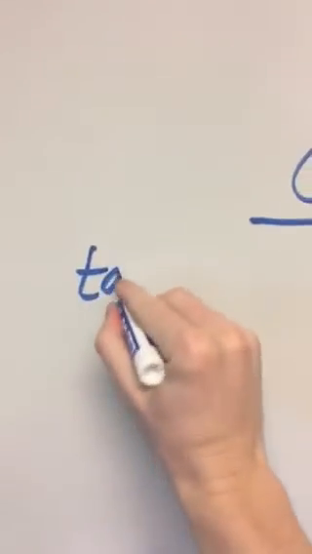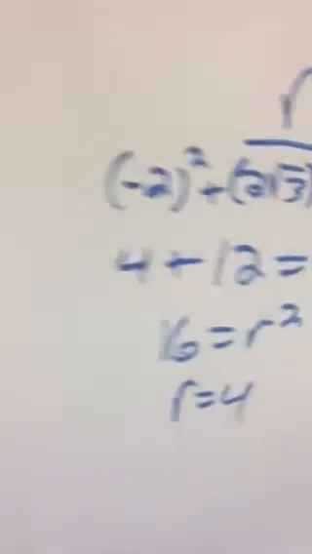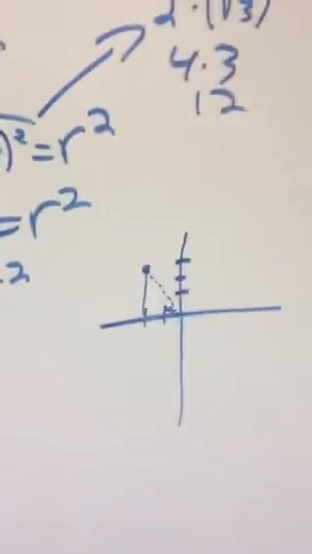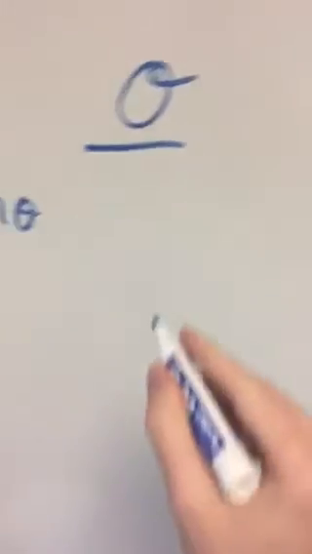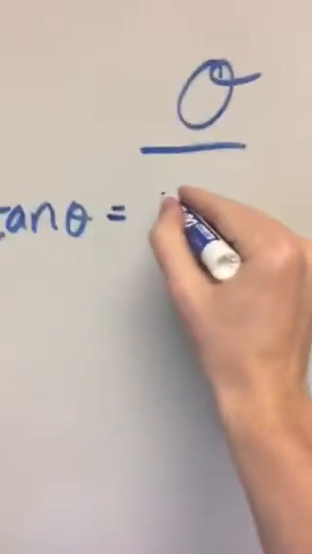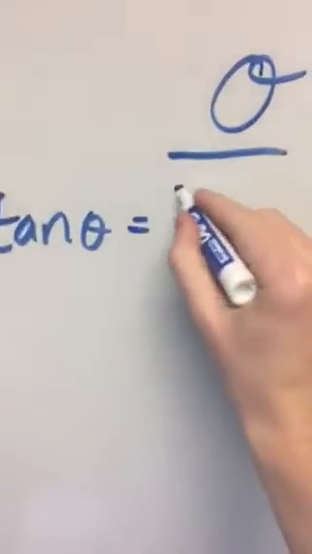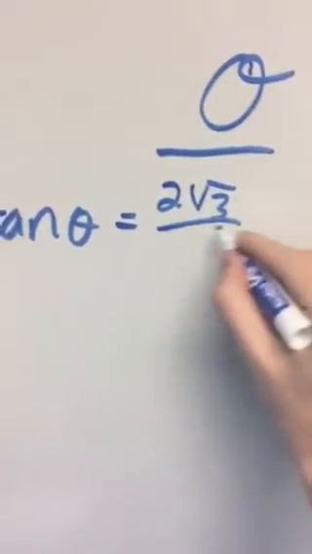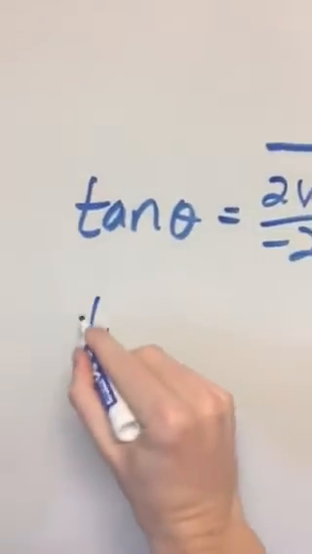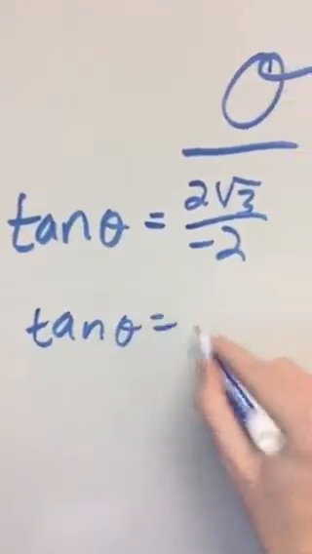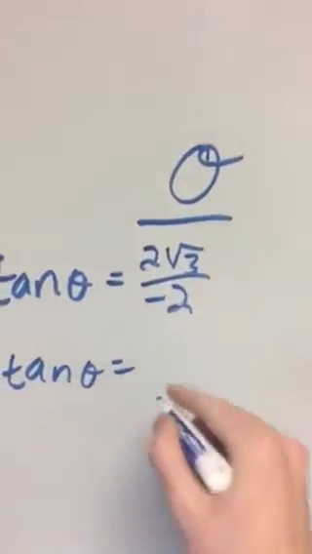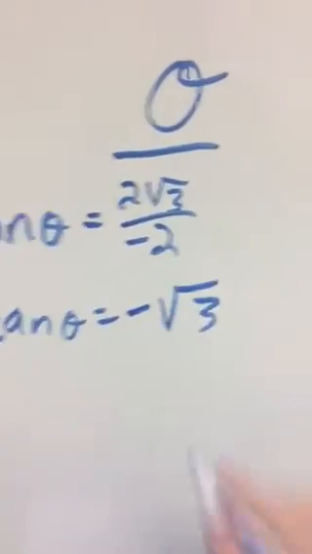Now we have to find theta. So for theta, we use tangent theta. This is our theta right here in our picture. Tangent is opposite over adjacent, and in that case opposite is y, adjacent is x. So tangent theta is going to be equal to y over x. Y is 2√3, x is -2, so we get tangent theta equals, those 2's cancel, and we're left with -√3.